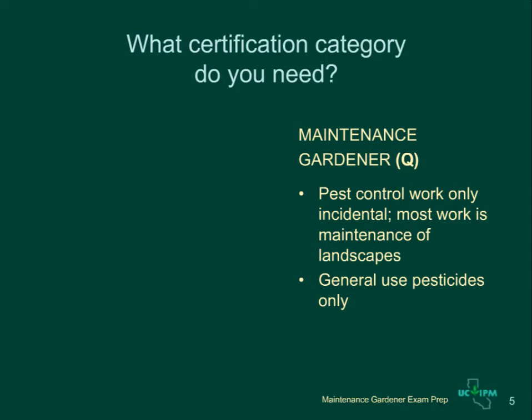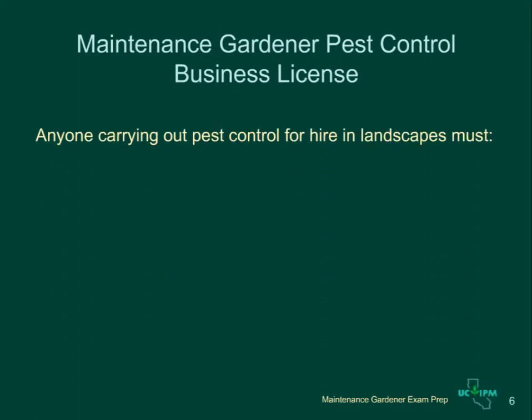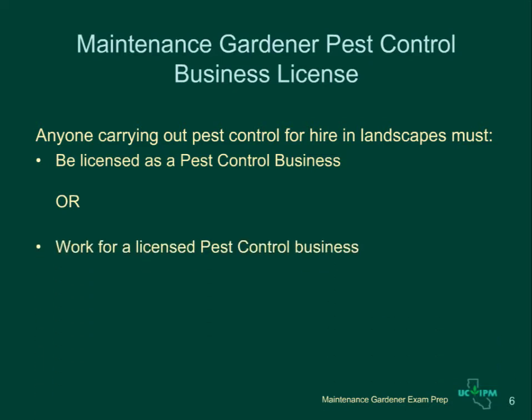If pest control is a significant part of the services you offer your customers, or if you use restricted pesticides, you must get a Category B landscape maintenance license. There is a different exam and a different study guide for that licensing category. Anyone paid to do pest control work must own their own licensed pest control business or be employed by a licensed pest control business. There is a special category maintenance gardener pest control business license.